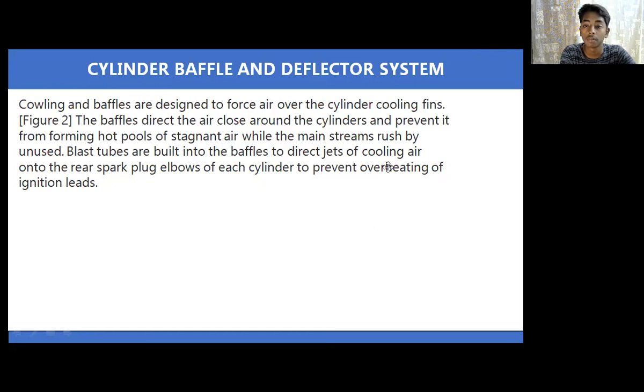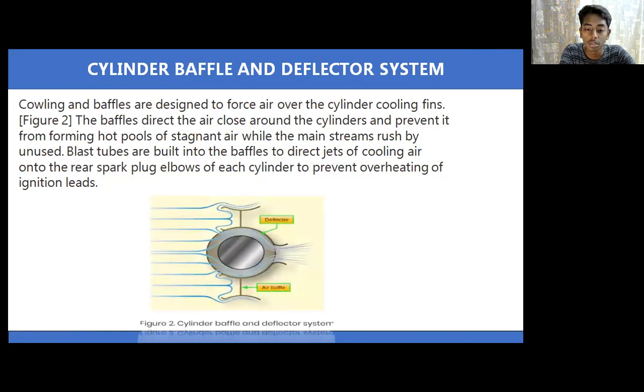Cylinder baffle and deflector system. Cowling and baffles are designed to force air over the cylinder cooling fins. As we can see in figure 2, this is the cylinder baffle and deflector system. The baffles direct the air close around the cylinders and prevent it from forming hot pools of stagnant air while the main streams rush by unused. Blast tubes are built into the baffles to direct jets of cooling air onto the rear spark plug elbows of each cylinder to prevent overheating of ignition leads.